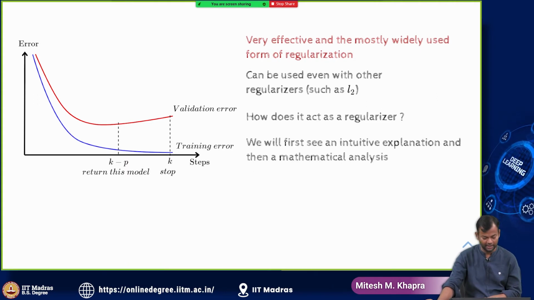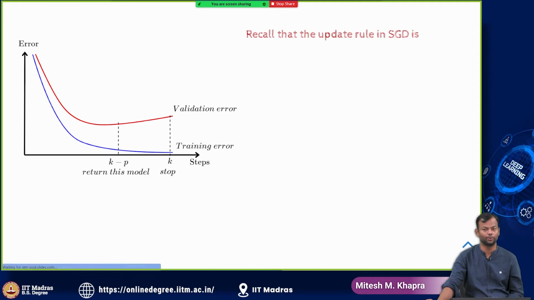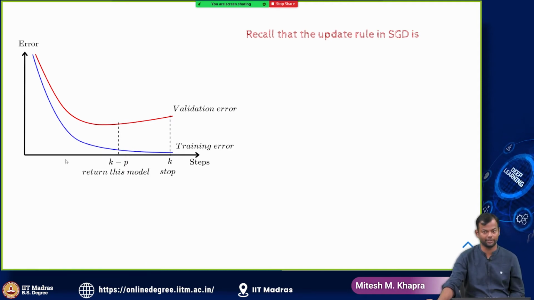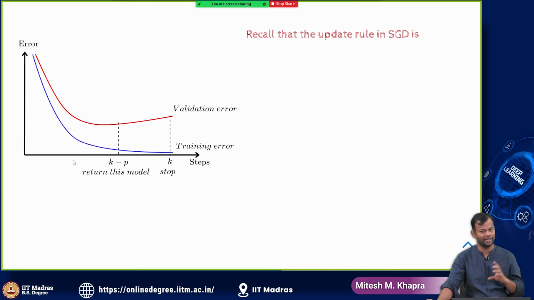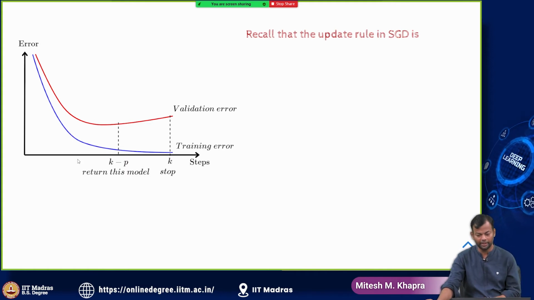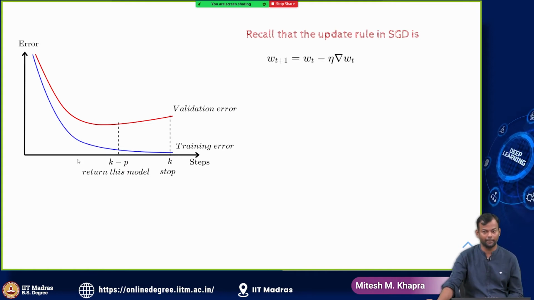Now, how does it act as a regularizer, right? So, we'll first see an intuitive explanation and then try to do a more rigorous analysis as we did in the case of L2 regularization, right? And both the intuitive explanation and the rigorous analysis will try to make a case that this is in some sense similar to L2 regularization, right? So, first we start with the update rule.